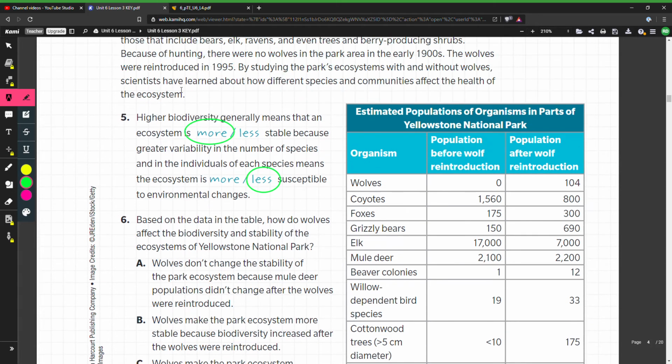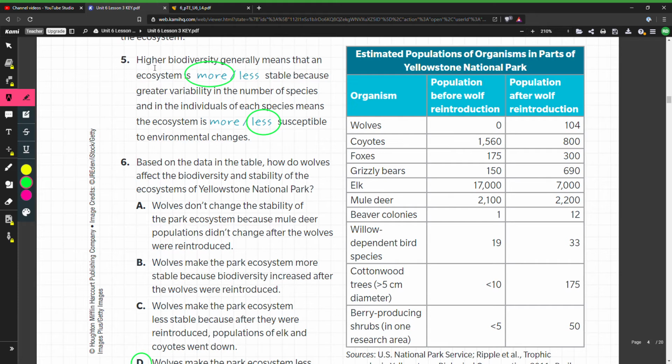So first, higher biodiversity generally means that the ecosystem is more stable, because greater variability in the number of species and in the individuals of each species means that the ecosystem is less susceptible to environmental changes. So over here, you can see this is before wolves, so here we have 0 wolves, and then after there were 104 wolves. And so you can see some changes.